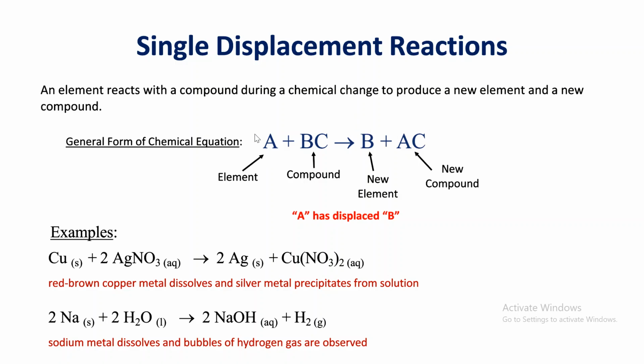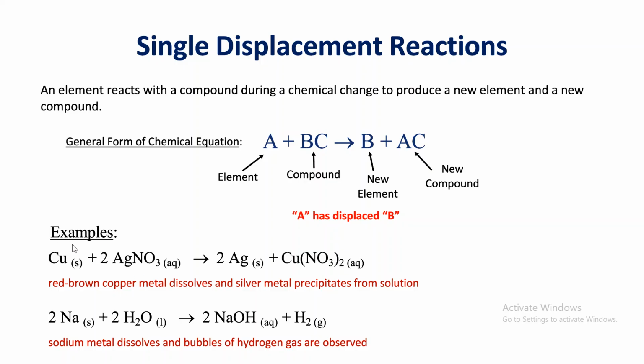So if you look here, the element A was by itself, and the compound BC had the elements B and C. Now what happened is A came in and it kicked out element B, so it replaced it. That's a single replacement.